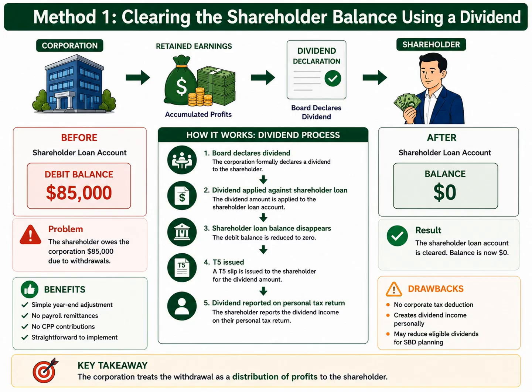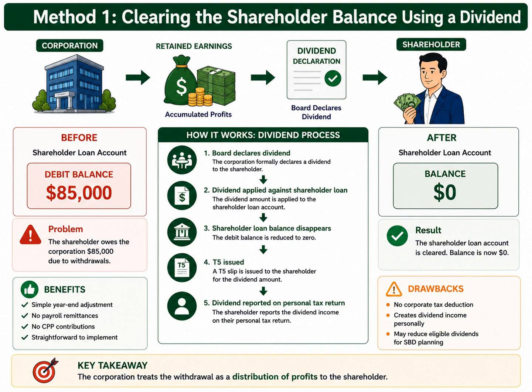First, the corporation determines that it has sufficient retained earnings or profits available for distribution. Next, the directors of the corporation formally declare a dividend. Once the dividend is declared, the amount of the dividend is applied against the shareholder loan account. As a result, the debit balance is reduced and, in many cases, completely eliminated.